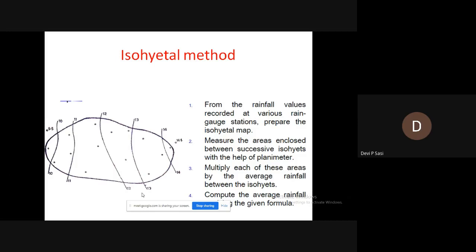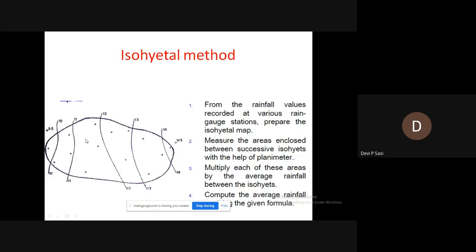Then the first step is you have to obtain the isohyetal map from the rainfall data given. From the given rainfall data, you have to prepare an isohyetal map. That is the first step.